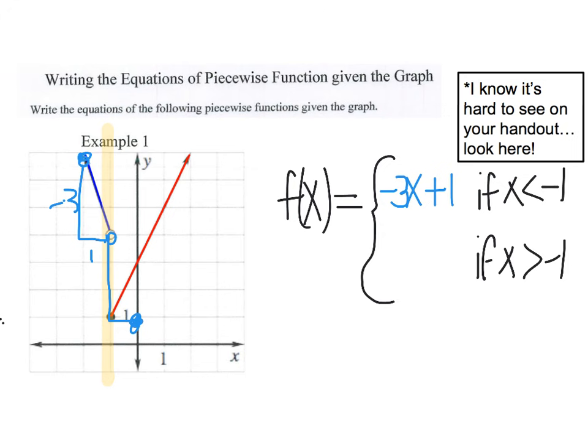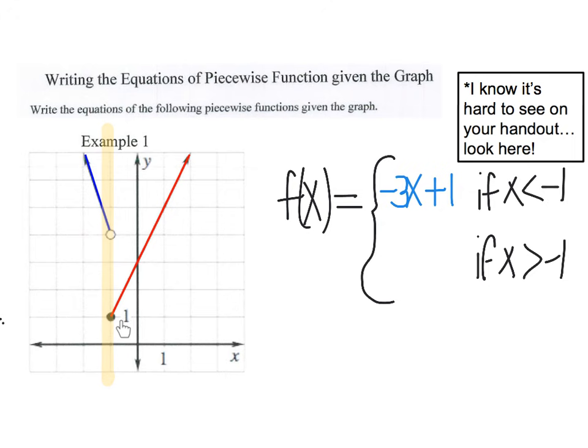And when we're looking at the blue line on this graph, we know that it was an open circle where our domain changed, at x equals -1. So therefore, this would just be less than -1 because it's not including -1. And we're done with the first part.